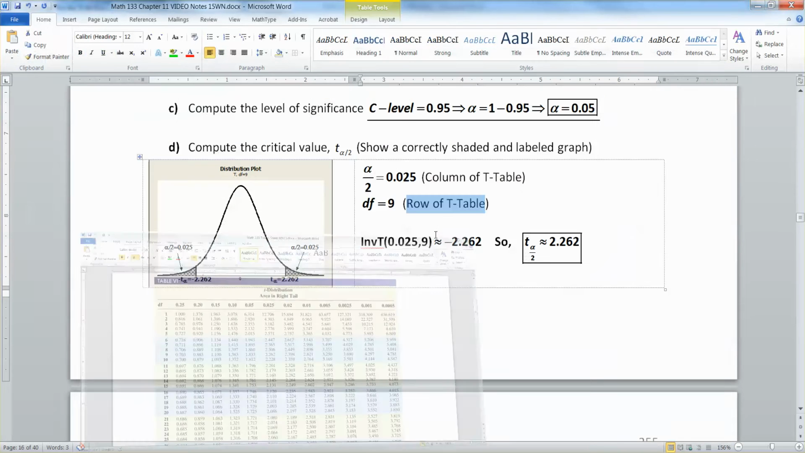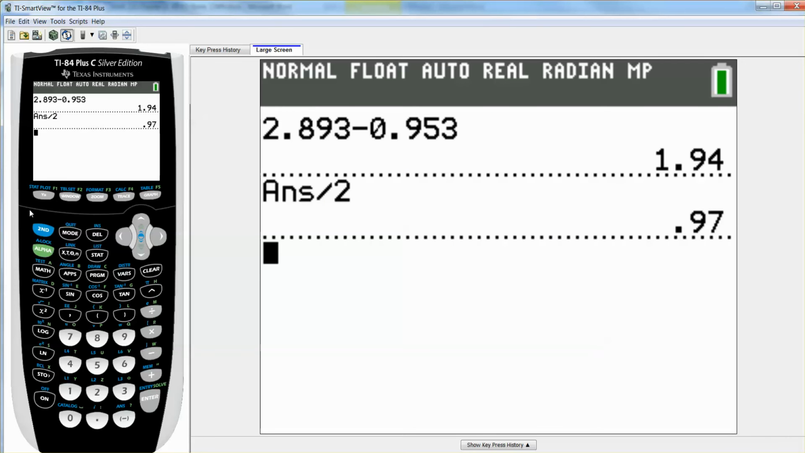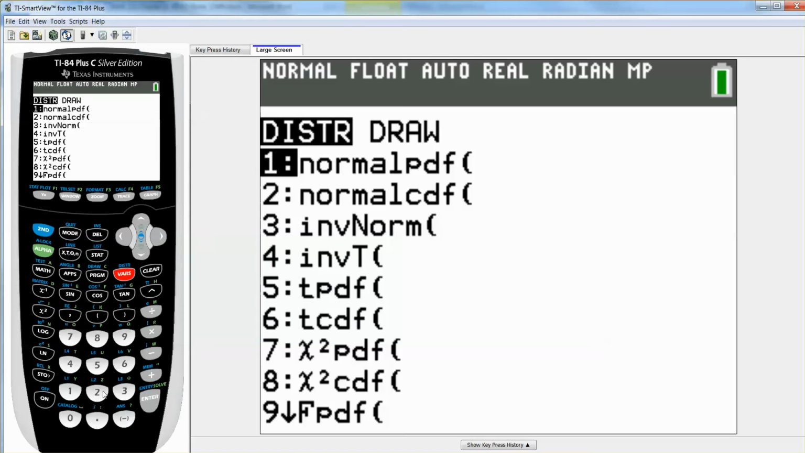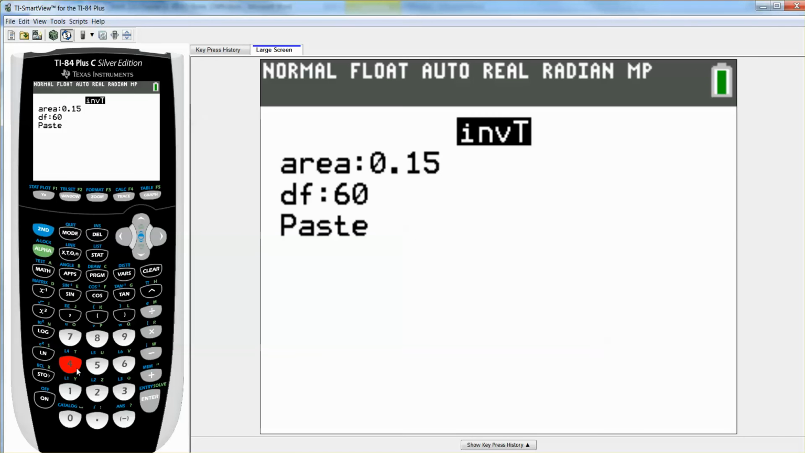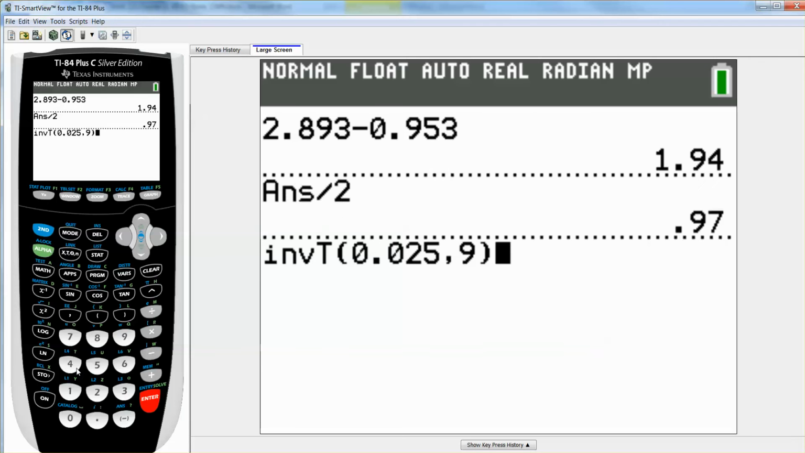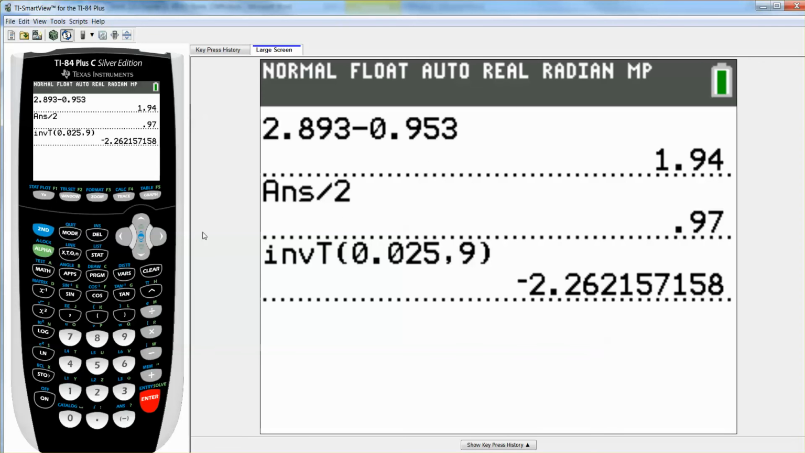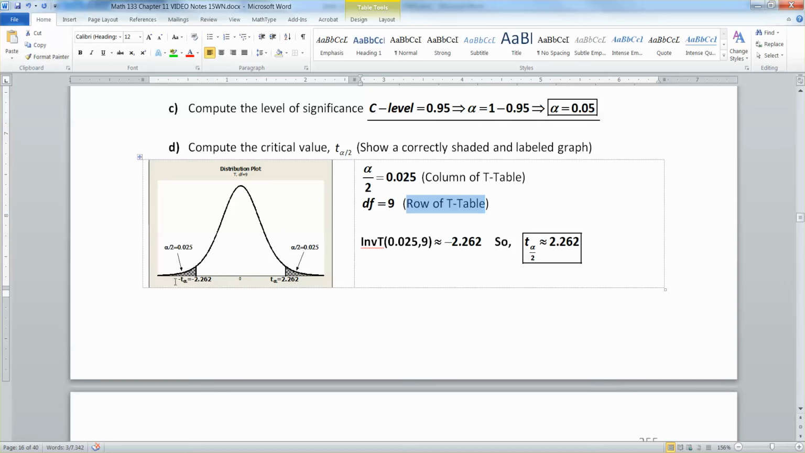Or you could use a calculator. So let me grab the calculator and go to distributions, which is above your variable button. Hit number 4, inverse t, 0.025, enter, 9, enter, on paste, and press enter again. And you get negative 2.262. So one way or another, you have the value of 2.262, just like Minitab said. Now, technically, they only want the positive one because they're asking for t alpha over 2. T alpha over 2 is the positive value. So 2.262.